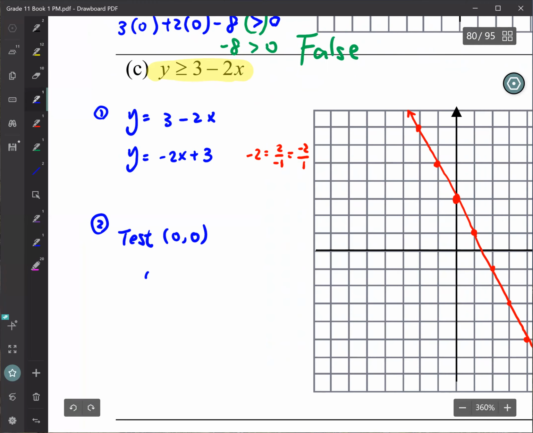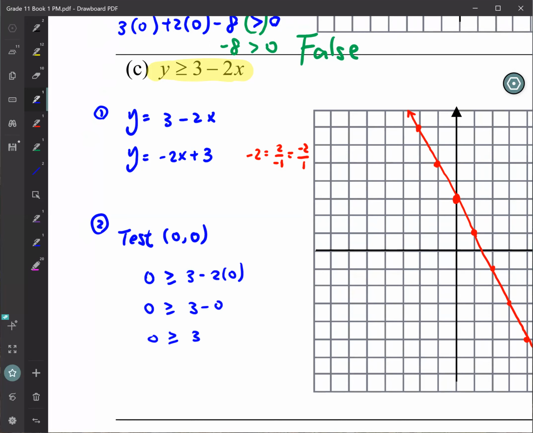Okay, so can you tell me what to write? It would be 0 is greater than or less than. Greater or equal to 3 minus 2 times 0. Yeah, and simplify the numbers. 0 is greater than or equal to 3 minus 0. Okay, what's 3 minus 0? It's 3. Yeah, so you get 0 greater or equal to 3, right?